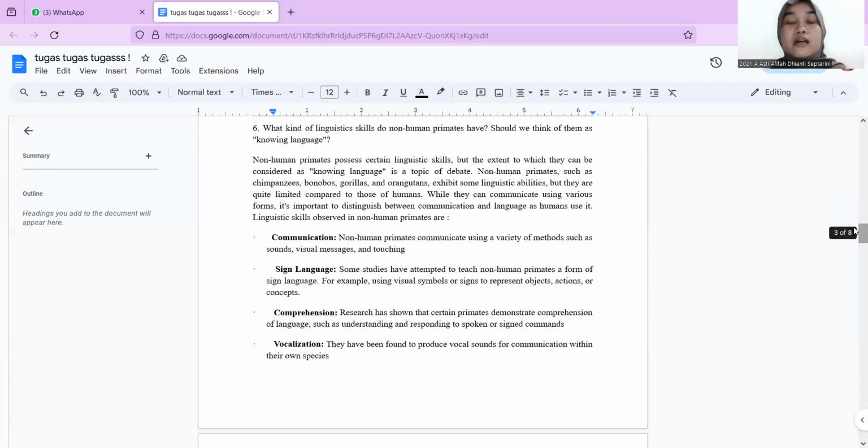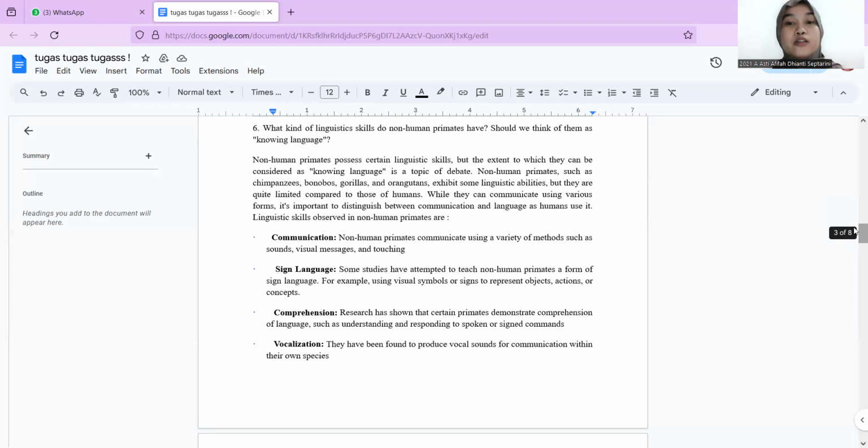Non-human primates, such as chimpanzees, bonobos, gorillas, and orangutans, exhibit some linguistic abilities, but they are quite limited compared to those of humans. While they can communicate using various forms, it's important to distinguish between communication and language as humans use it. Linguistic skills observed in non-human primates are: first, communication.